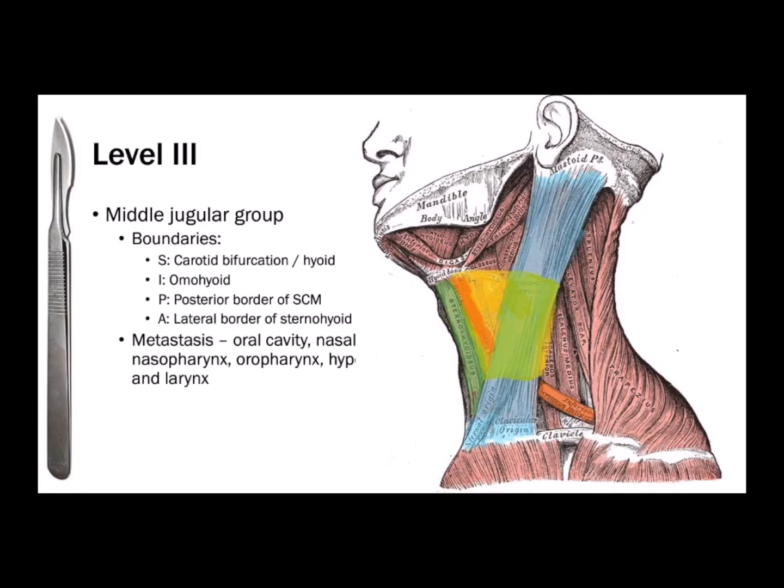Now level 3 is going to go from that carotid bifurcation or that hyoid down to where that omohyoid muscle is going to cross. So remember, we said the omohyoid has 2 bellies, the superior belly here and then the inferior belly here. So right where that inferior belly is crossing, that's going to be that inferior border of that area. And then it's going to go from that sternohyoid muscle to the edge of that sternocleidomastoid. So again, in this area, we know it's going to have larynx, but it also can have spread from the oral cavity, the nasal cavity, and then all 3 levels of that pharynx. I don't know if I said that already.